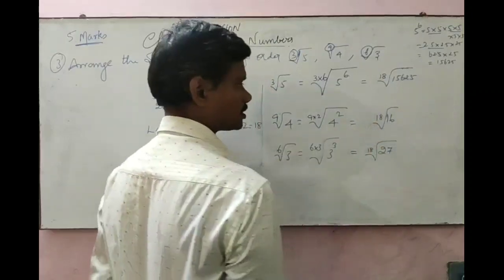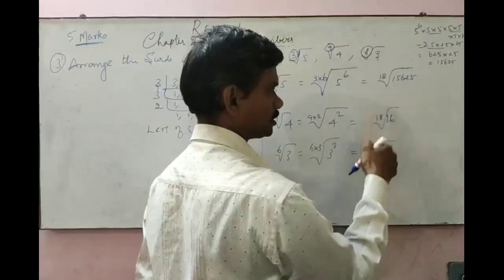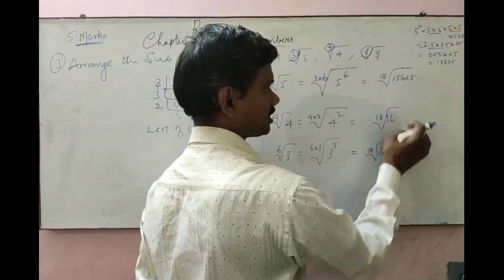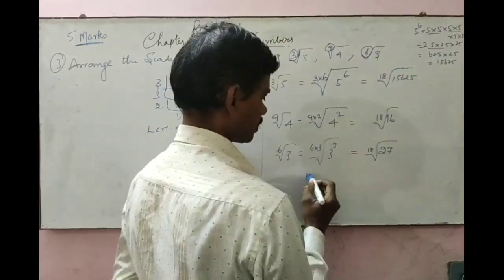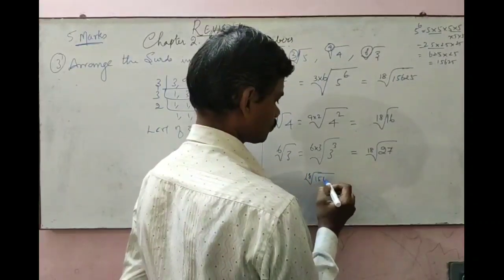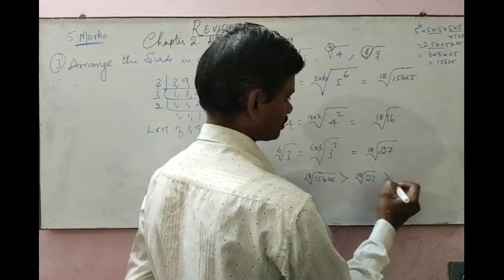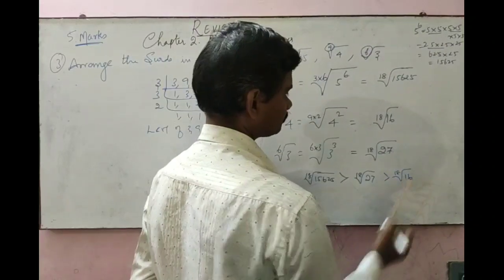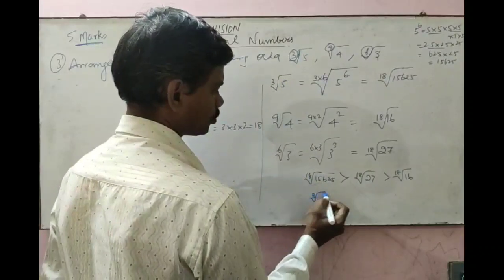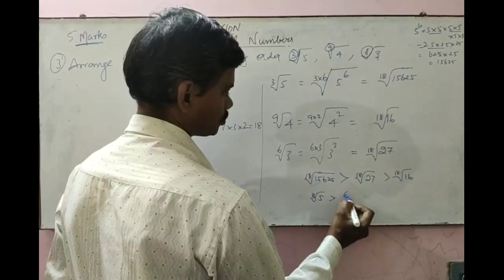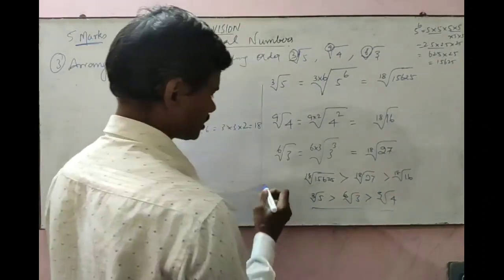Now look at these three surds, all are having the same index, 18, 18, 18. Now you compare which is the greater number. So 18th root of 15625 is greater than 18th root of 27, which is greater than 18th root of 16. But I have to write this in terms of the question. So first I am going to write cube root of 5 is greater than 6th root of 3 greater than 9th root of 4. So this is the descending order of the given question.